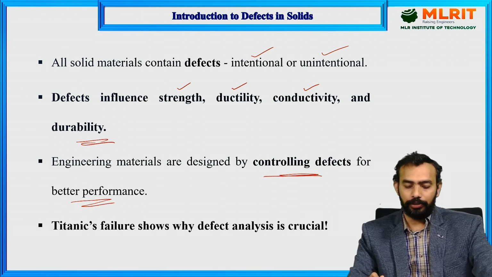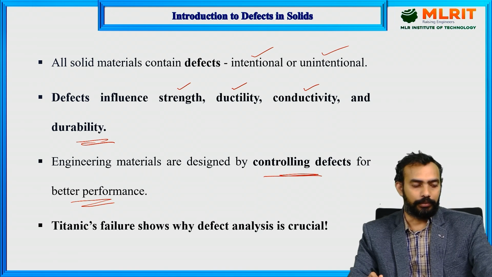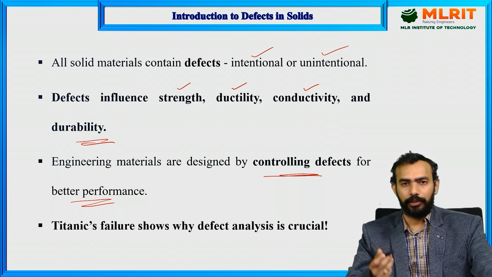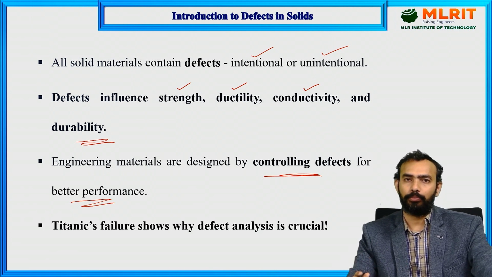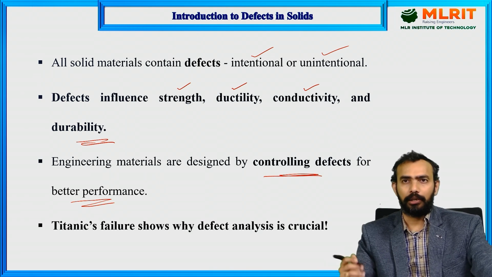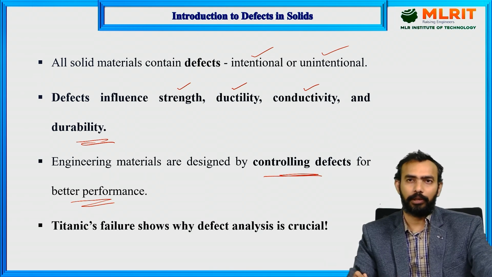The Titanic's failure shows why defect analysis is important. It is very important that we clearly understand the defects, what the types of defects are, and what defects are present at different stages, at the microscopic as well as the macroscopic level. We have to understand the defects and then control them, so that we can improve the performance of the materials, not the defects.